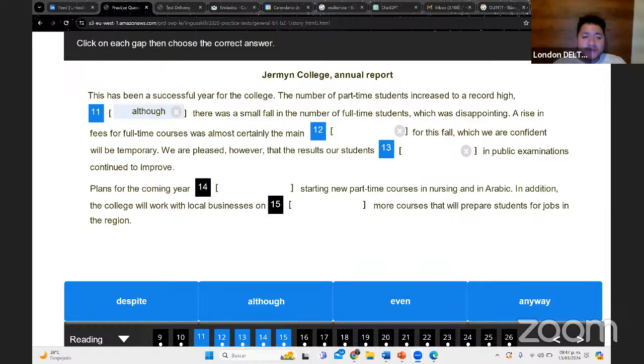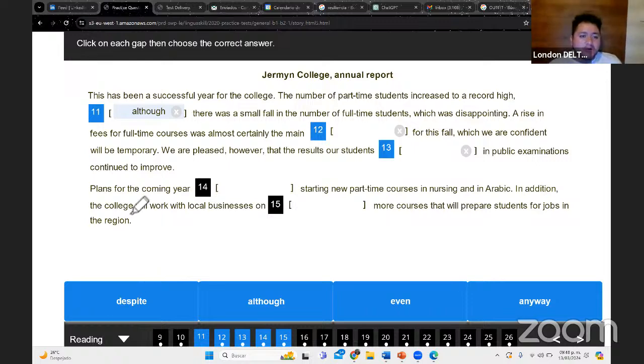The purpose of although is to contrast. Okay, cuando contrastamos es eso, ¿no? Algo bueno, algo malo, algo pequeño, algo grande, poco con mucho. So in this case, we have the number of part-time students increased. Although, yo lo diría como pero, but there was a small fall in the number of full-time students. So very well, although is the correct option. Despite, a pesar de, no? So we couldn't say despite, because despite is not really contrasting here.